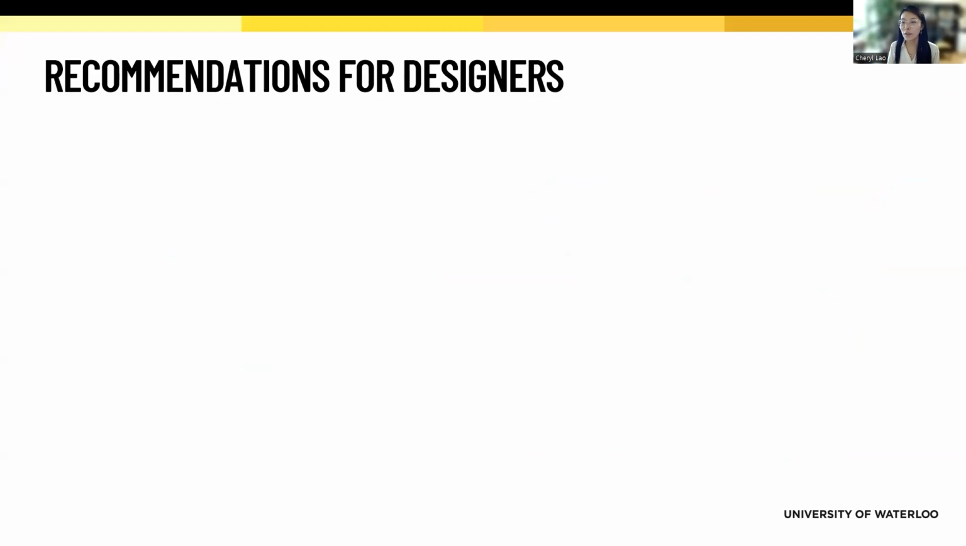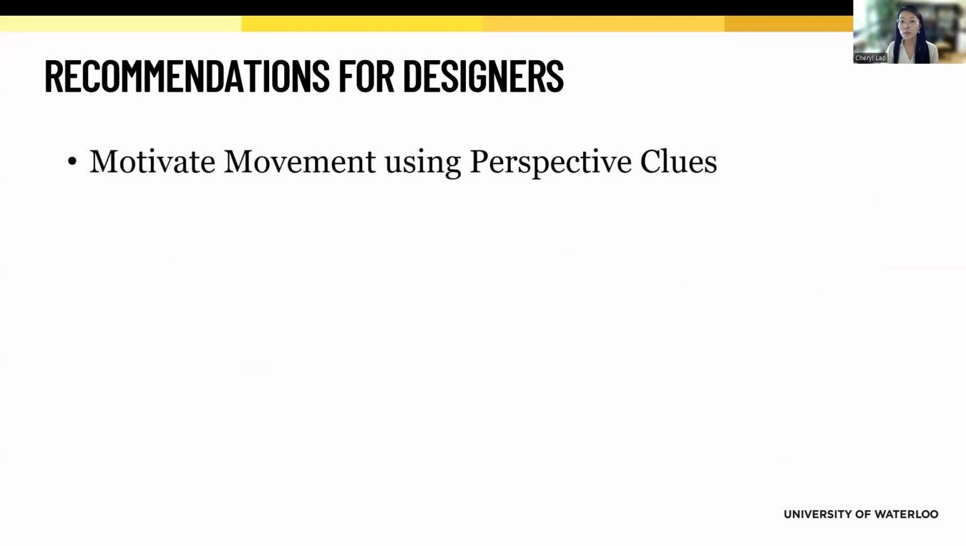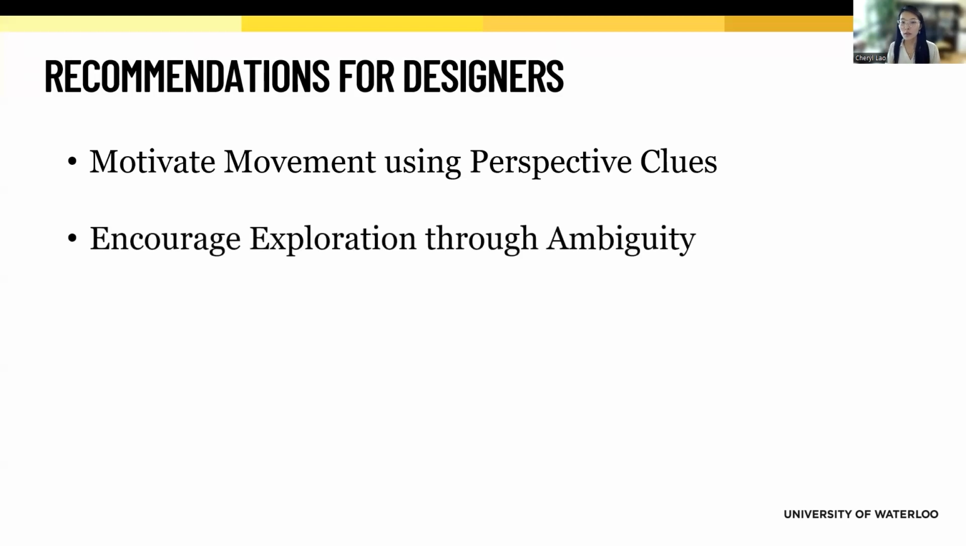Given the results that we found, we came up with a set of recommendations for designers of anamorphic interaction cues. So number one is motivate movement using perspective cues. So show some of the perspective distortions to get viewers to move. Next one is encourage exploration through ambiguity. So we saw how the ambiguous continuous surfaces encourage more exploration, which is what you might want in some situations.